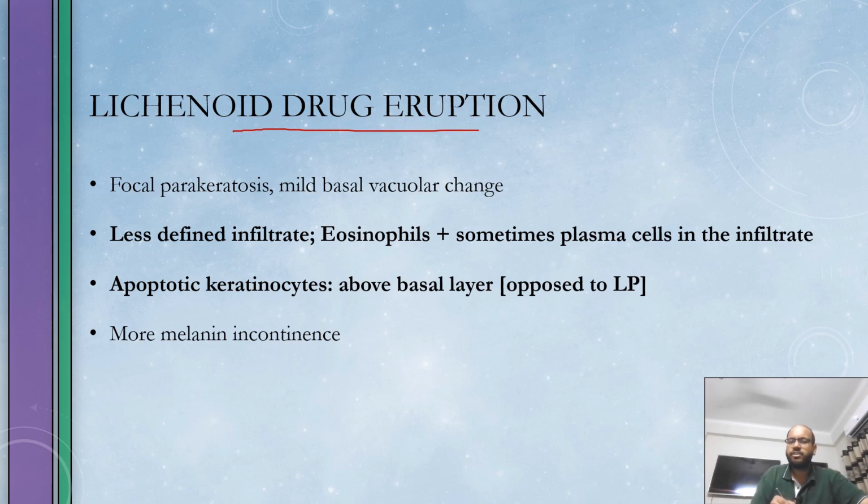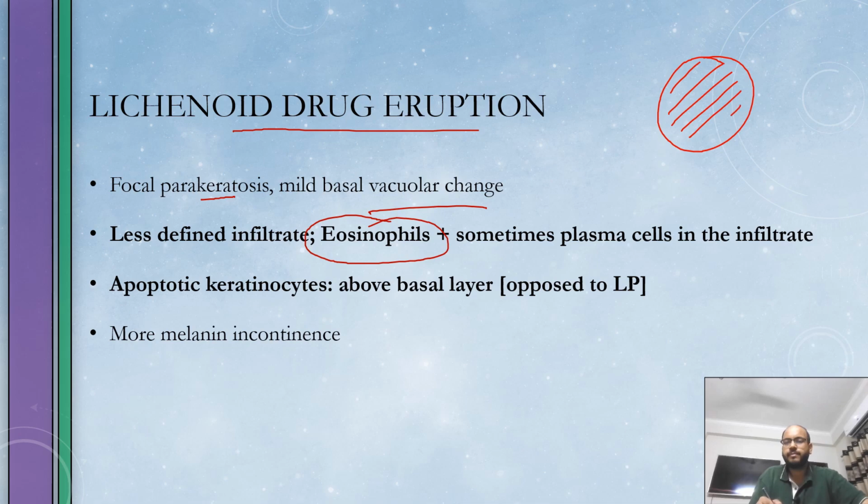In lichenoid drug reaction, you have focal parakeratosis, which is scaling, and mild basal vacuolar change. An important point to understand is eosinophils. What actually happens is you have an eosinophil with red cytoplasm and a bilobed nucleus. If you need to understand in detail how to identify an eosinophil, go watch the video on dermal structures and the histology of the dermis, and you'll be easily able to find eosinophils in the infiltrate.